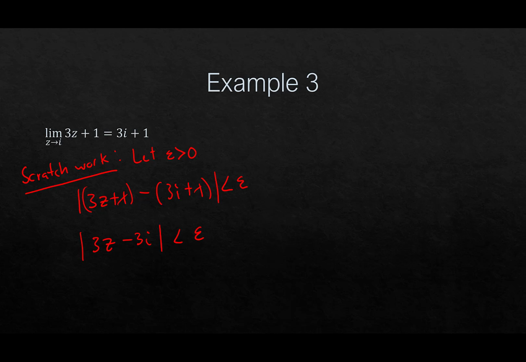Now we can factor out a 3, and looky what we have here. Divide both sides by 3, and we have that the absolute value of z minus i is less than epsilon over 3, which, if we look at our limit definition, is what we want. So this is what we want delta to be. Okay, so now let's actually prove this. Remember, this is just the scratch work.